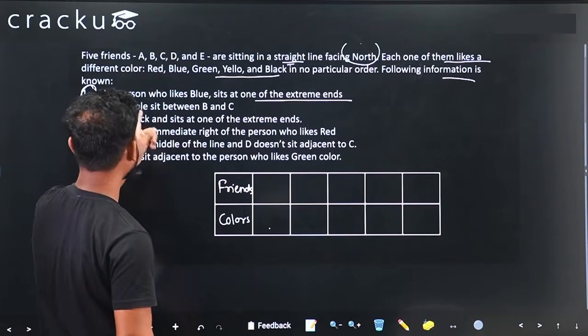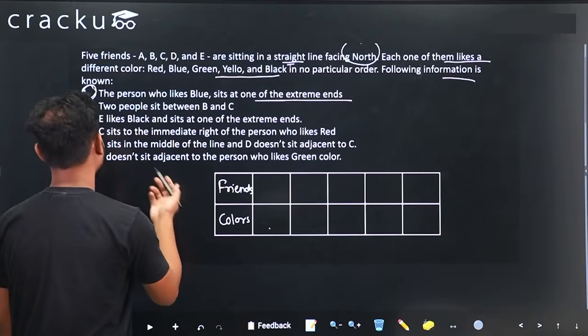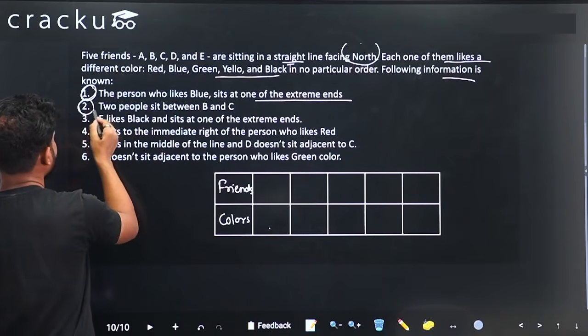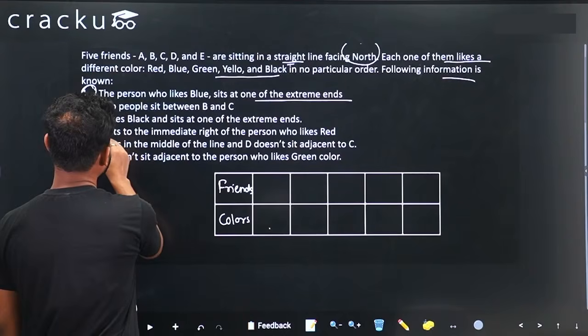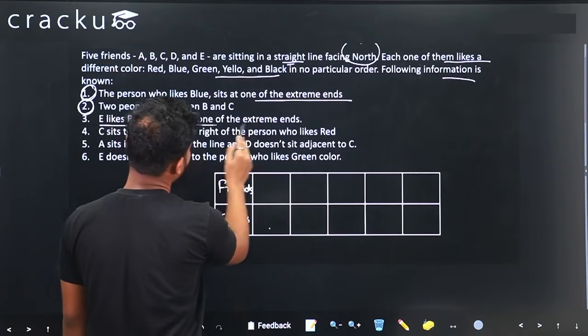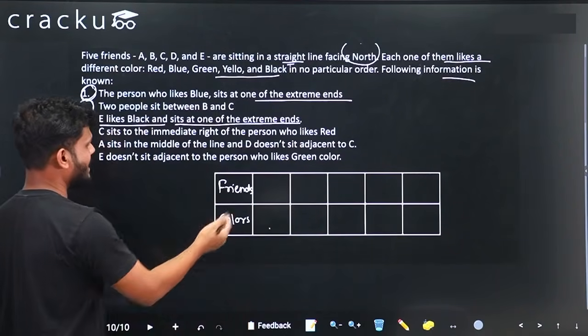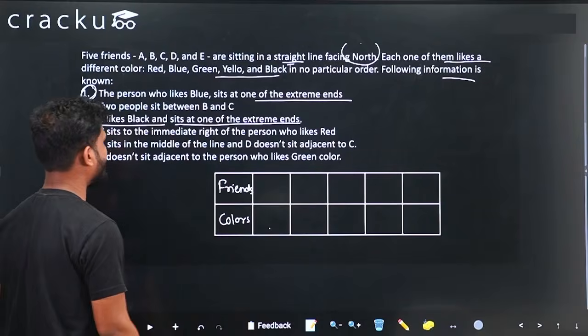Then 2 people sit between B and C. We don't know their position as well. So let us keep this on hold. E likes black and sits at one of the extreme ends. Okay, E can sit either here or there and he likes black.